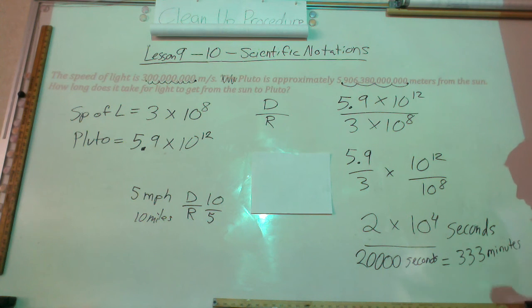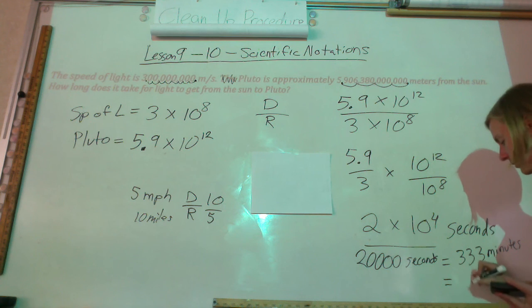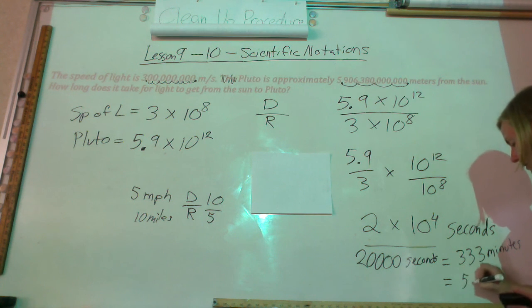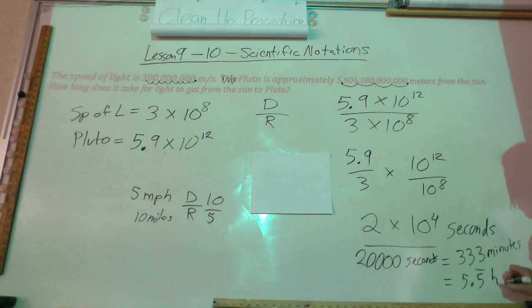What if we change that? That's a long time considering light only takes like 7 minutes to get to us. How long is that in hours? And so we divide by 60 again, 5.5 hours.